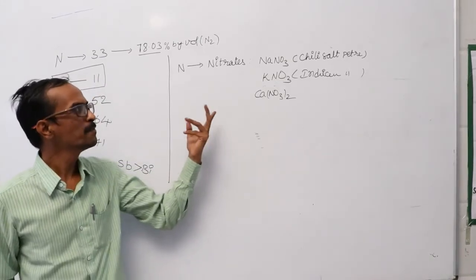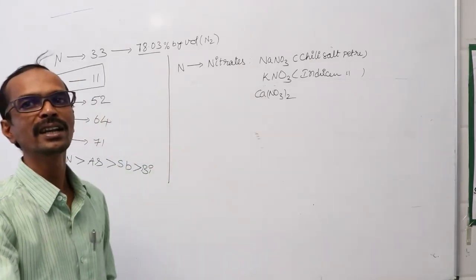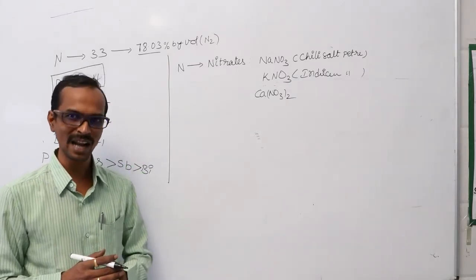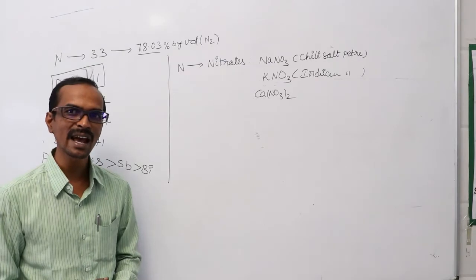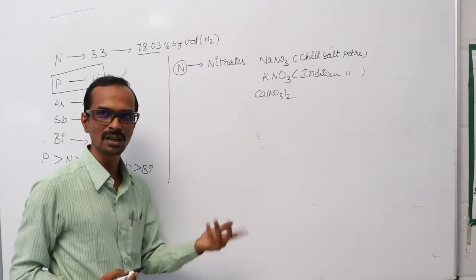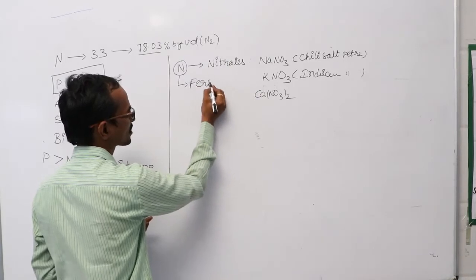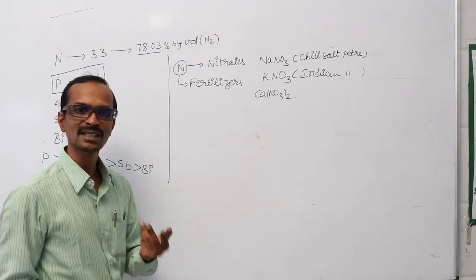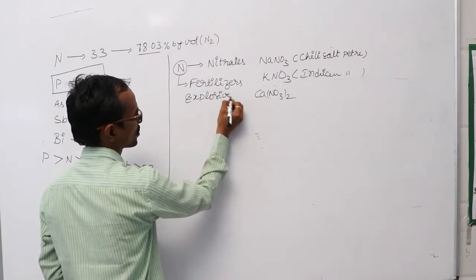What is the importance of these nitrogen compounds or nitrates? Mostly the nitrates and other compounds of nitrogen are used as fertilizers and as explosives. These are mostly used as fertilizers, and they are also used as explosives, right?